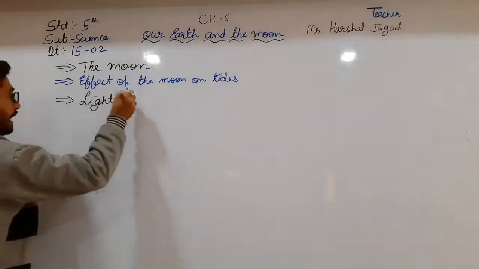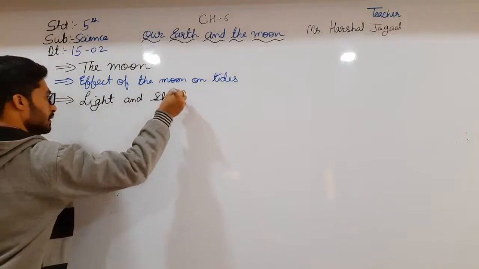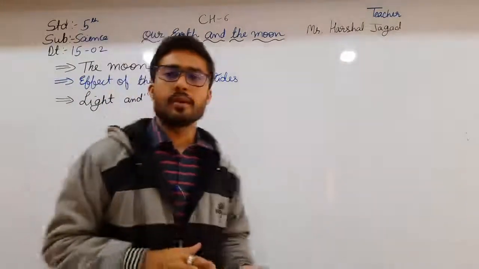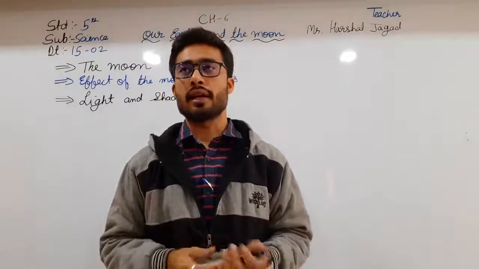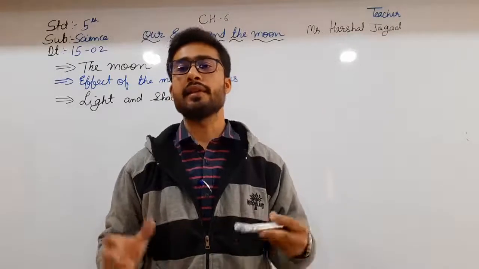Light and shadow. So here, first of all, what is light? Okay, here we will say the tubes which are on, this is the light.